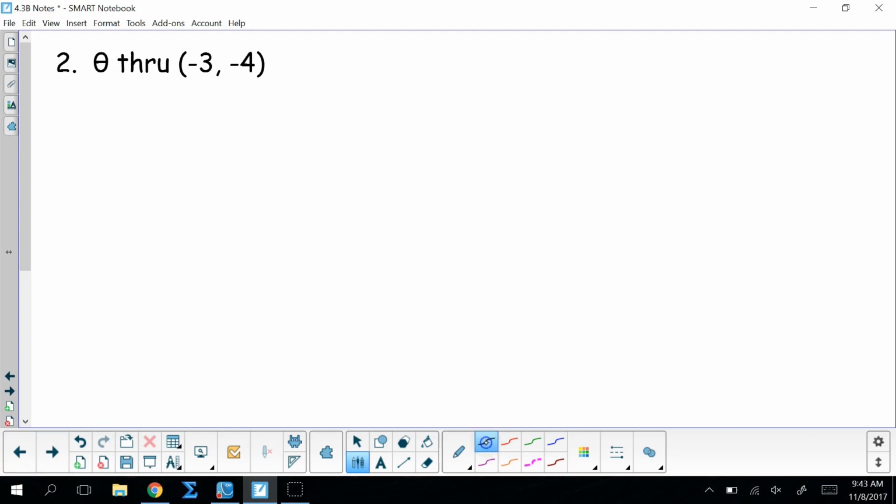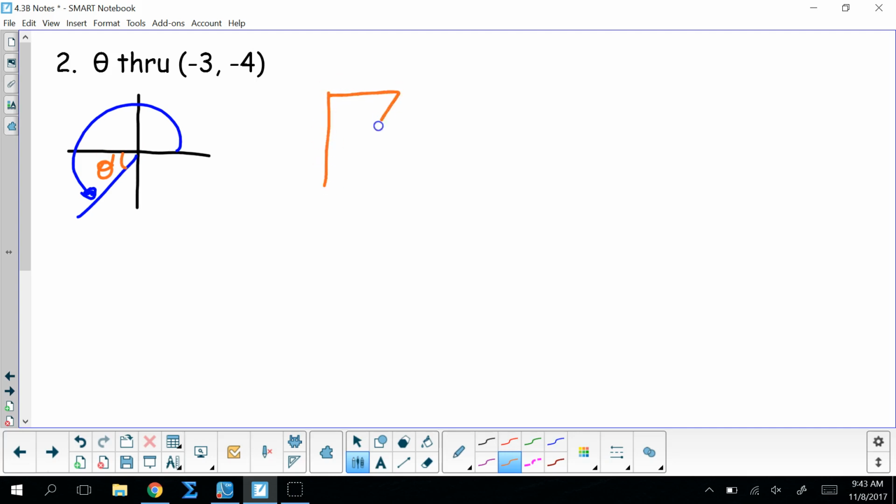Alright, so negative 3, comma, negative 4 is down here. So theta comes all the way around here, which puts my theta prime right in there. Okay. Break out that triangle. Theta prime is here. This is 3. This is 4, which makes this hypotenuse be how much? 5. 3, 4, 5, right triangle.